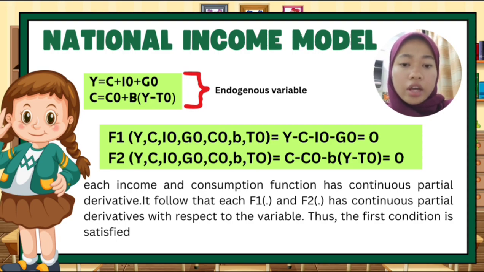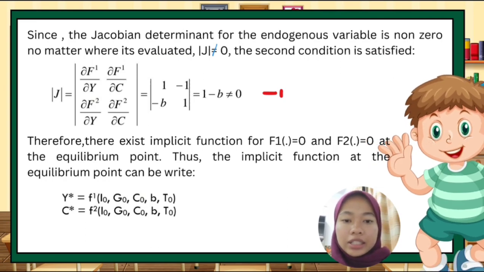It follows that each of F1 and F2 has continuous partial derivatives with respect to the variables. Thus, the first condition is satisfied. Since the Jacobian determinant for the endogenous variables is non-zero, no matter where it is evaluated, the second condition is satisfied. For this system, the Jacobian is 1, minus 1, minus b, and 1, so the answer is 1 minus b, which is non-zero.